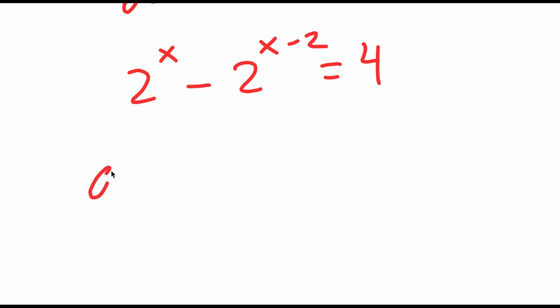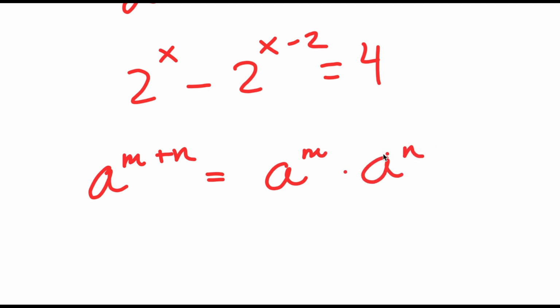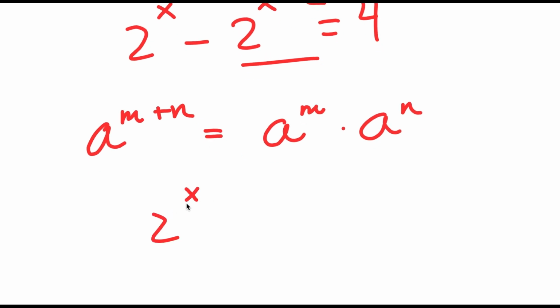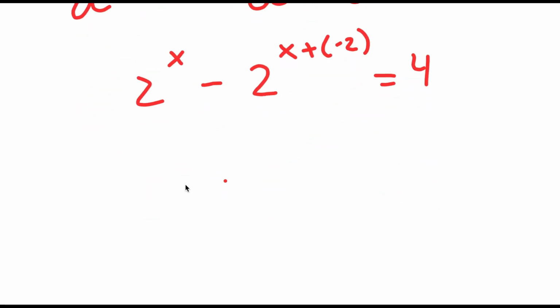Now, if I have something in the form a to the power of m plus n, this is equal to a to the power of m times a to the power of n. Now over here we have 2 to the power of x minus 2, which we see subtraction, but I can rewrite that as 2 to the power of x plus negative 2. And now we can use this property and rewrite this as 2 to the power of x times 2 to the power of negative 2.